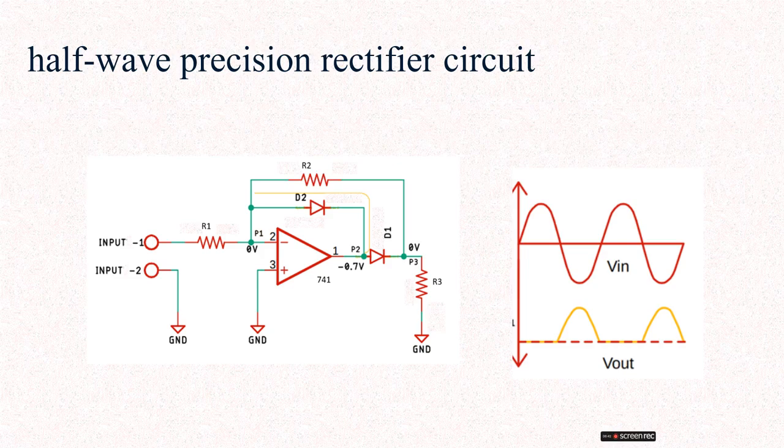Next, let's assume the negative half cycle. What happens? This is the positive half cycle. From the graph it is also observed that during the positive half cycle, there is no output voltage; 0 output voltage is produced.